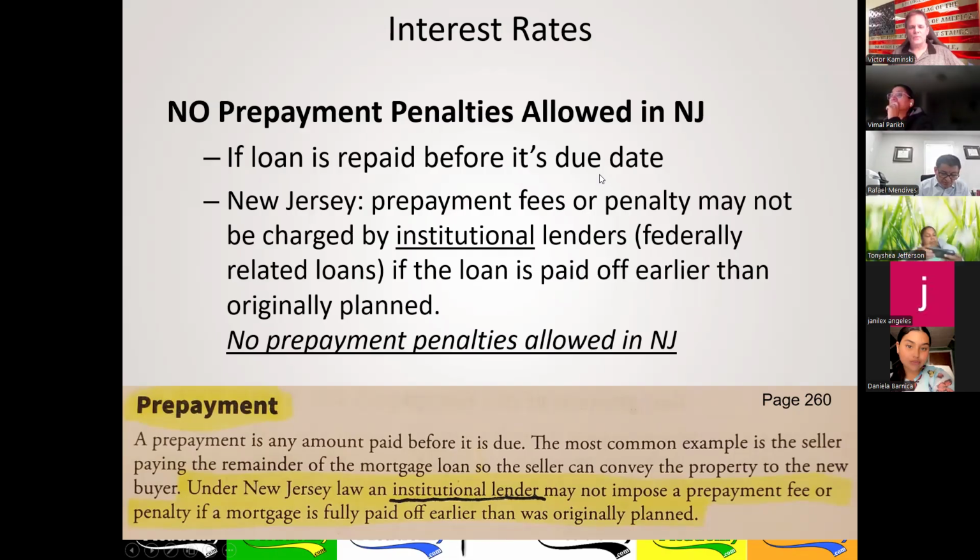So what we actually highlight in the book says New Jersey prepayment fees or penalties may not be charged by institutional lenders, that means banks and such, if that loan is paid off earlier than originally planned. All right, so what's an institutional lender? It's a federally related loan. It's any loan that's related to the federal government in any way, shape, or form. It's not a private lender.